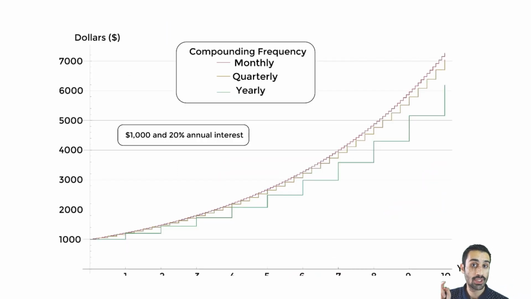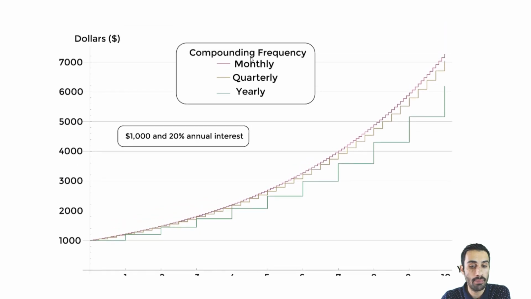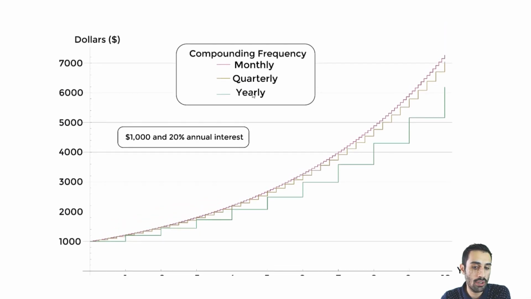Now let's look at this graph. So what we have going on here is a 1,000 initial balance, a principal balance, and it's a 20% annual interest. So now my question for you is, what is this called? That 20% is always our nominal. It's always like a nominal yearly rate that does not consider the compounding. So what we have here is a 20% nominal interest rate. So now what is going to happen to our balance over time, over the years, when we have compounding? Let's say we have monthly compounding, quarterly, or yearly.